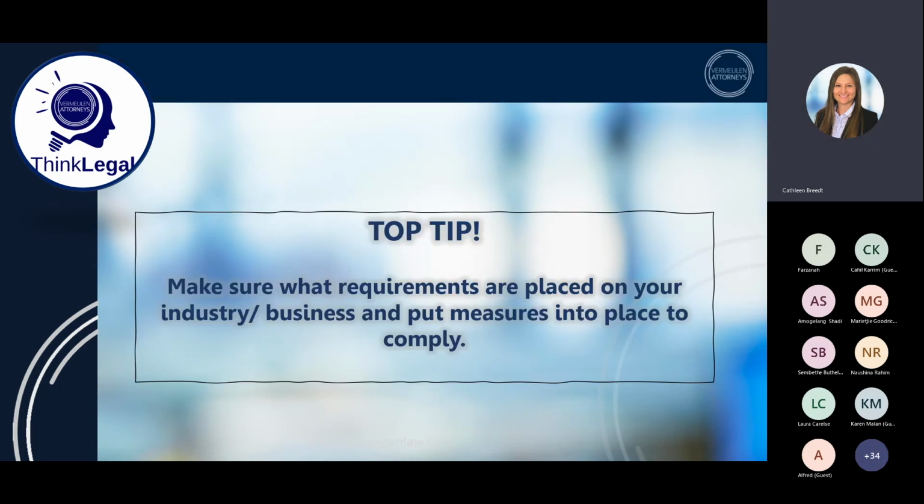Then top tip: make sure that the requirements placed on your industry or business are understood and measures are put into place so that you can comply. Obviously that will be in your manual. So you have to go and make sure what the requirements are. Like I said, the set of requirements will differ from business to business. It's your job to make sure what those requirements are and to make sure that those are put into place so as to avoid any consequences.